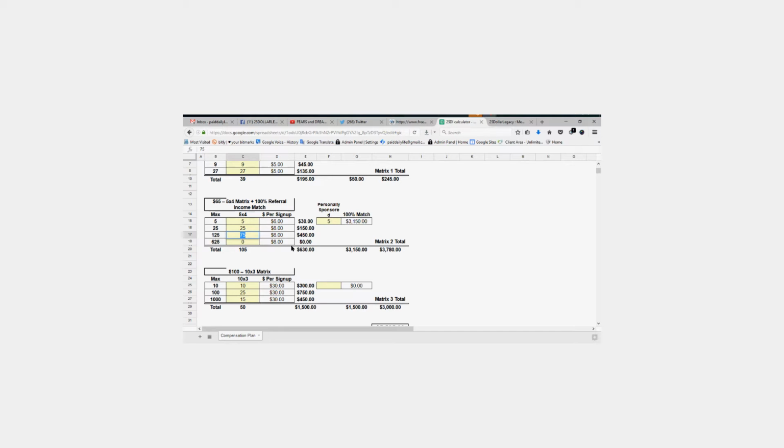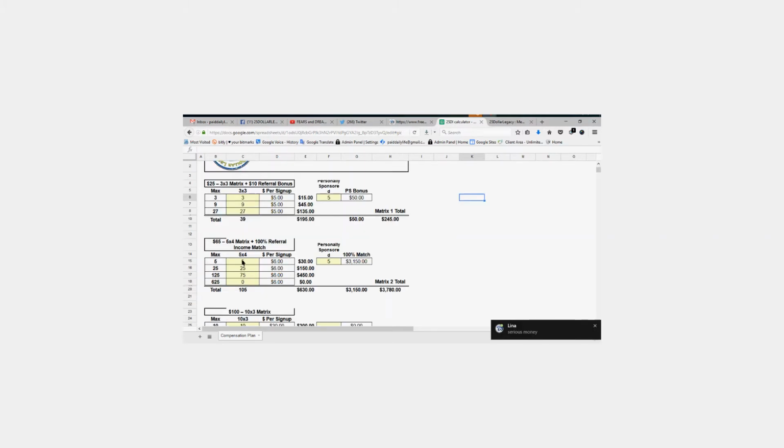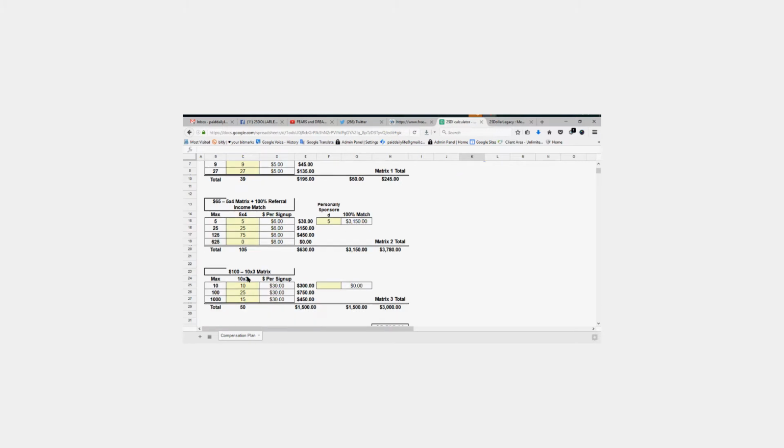If you want to maximize it, there's 5 ways you get paid with the Legacy. The first is your referral bonus. Second is when they fall into your structure. Third is when they fall into your 5 by 4. Fourth is when you get 100% matching of whatever they do. And fifth is when they fall into the 10 by 3. So there's 5 ways you get paid here.